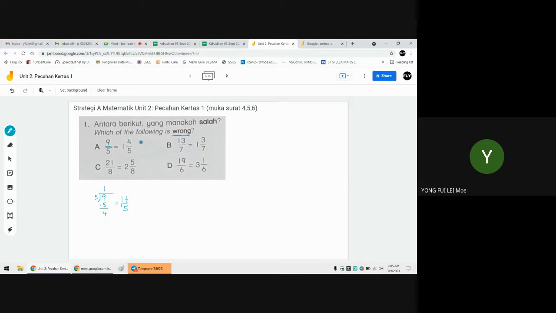So this is not the answer. Okay, look at B. 13/7 is also 13 divided by 7. Teacher repeat, 13/7 is also 13 divided by 7. So 7 times 1 is 7. Make sure you memorize your multiplication table well. So 13 minus 7 is 6. So the answer is 1.